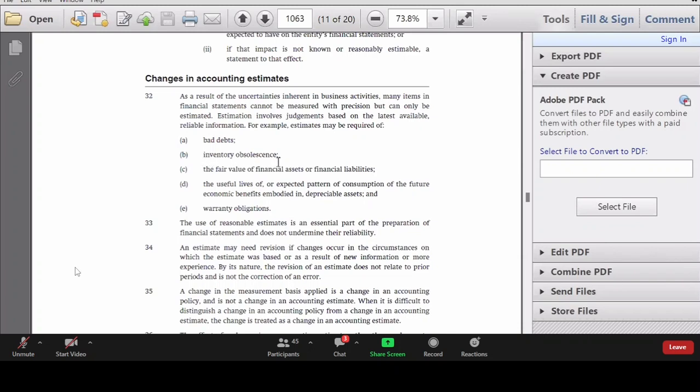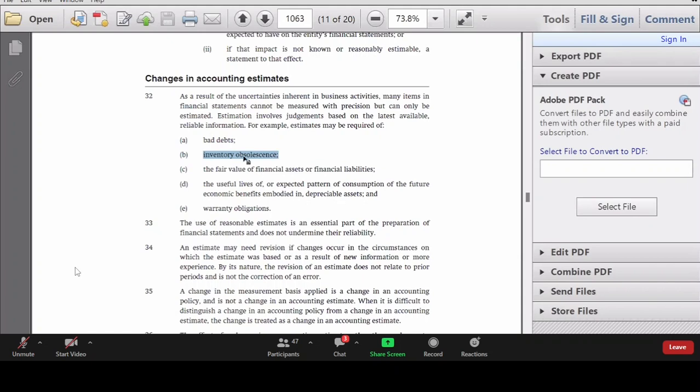You are not certain on obsolescence of inventory. So we estimate that this inventory is likely to become obsolete. Obsolescence is caused by many factors. One of them is expiration of the product. That one can be predicted, but changes in trends, like if you're dealing in fashion items, trends keep changing. They may not be predicted.